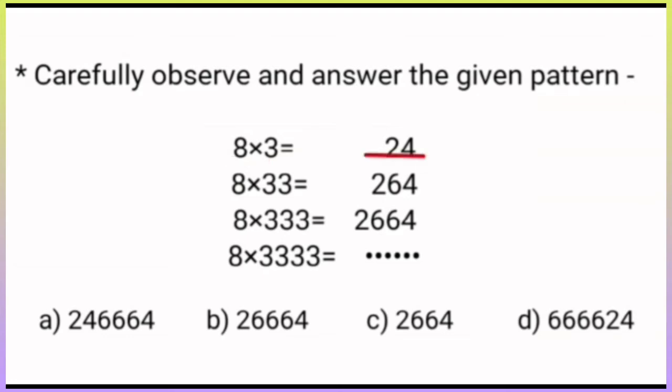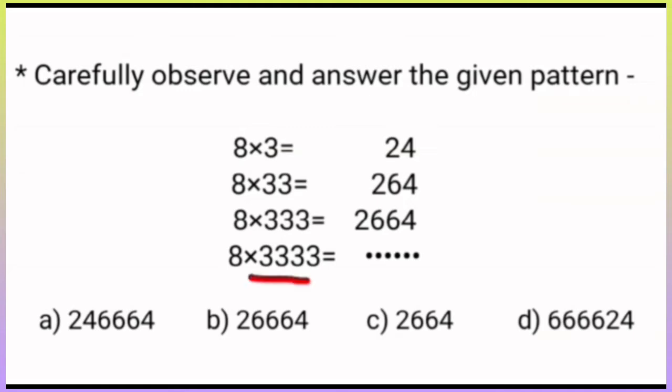8 3s are 24. If we add 2 and 4, we get 6. So, we will follow the pattern when we increase the 3s. Just like 33, here between 2 and 4, 6 will be placed. In the same way, in the third row, 8 multiplied by 333 means there are 3 3s. So, here we will place 2 6s between 2 and 4.